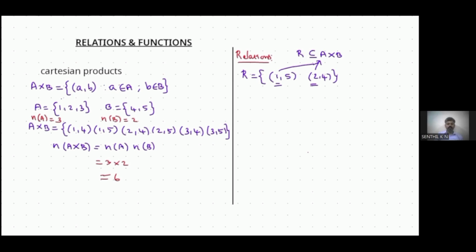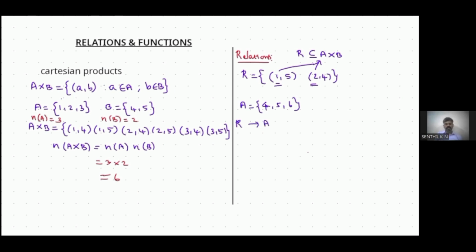Suppose I am going to define a relation on the set A having the elements 4, 5, 6. Okay, now I am going to define a relation in A.